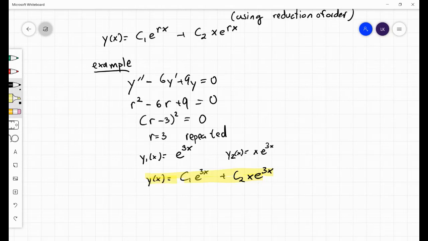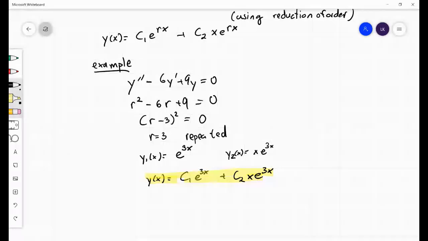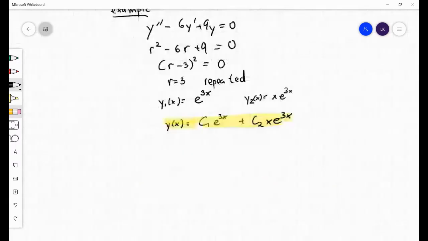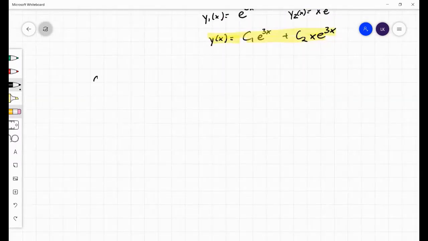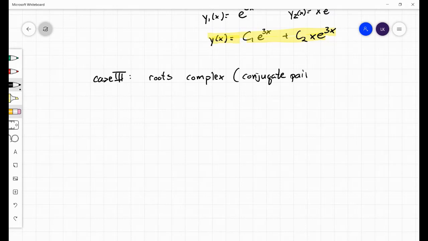All right, so the third case. We did real roots that are either distinct or repeated. But of course, when we have a quadratic polynomial, the roots could be complex. So we're going to do case 3, where the roots are complex roots, and for a quadratic, these complex roots always come in conjugate pairs. Complex conjugate pairs, or I guess that's singular, a pair.